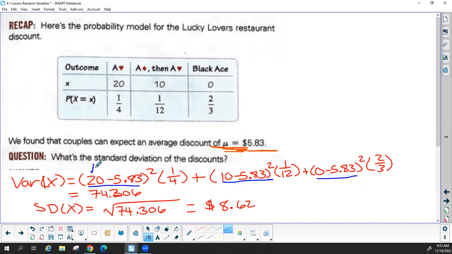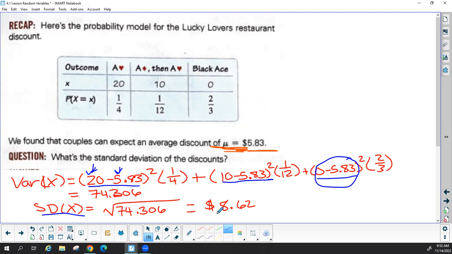So I took my possible discount minus my expected value we calculated for each of these. And this one's going to be negative, so just be careful. A negative squared is always going to be a positive result, so make sure that you put that in parentheses if you're putting this all into your calculator. And so we'll get a variance of $74 and approximately 31 cents. And if we square root that, we'll get a standard deviation of $8.62. So this restaurant can expect on average to give each couple a $5.83 discount with a standard deviation of $8.62.